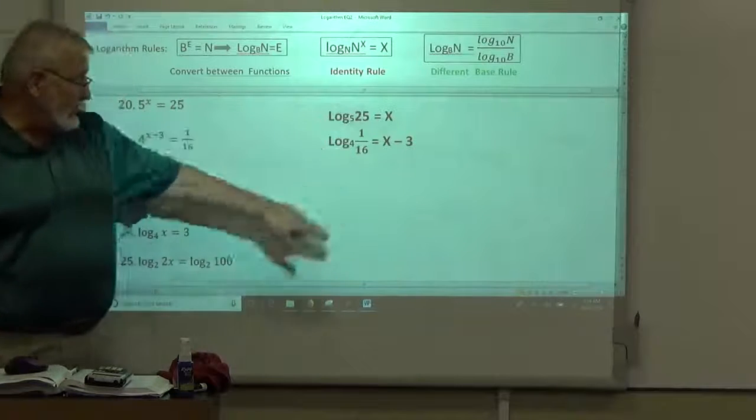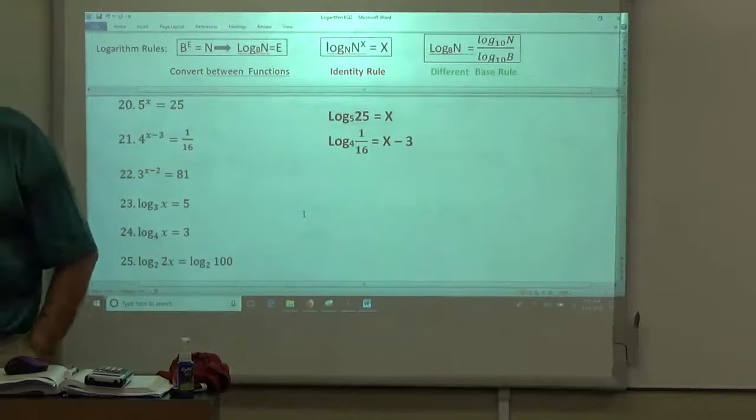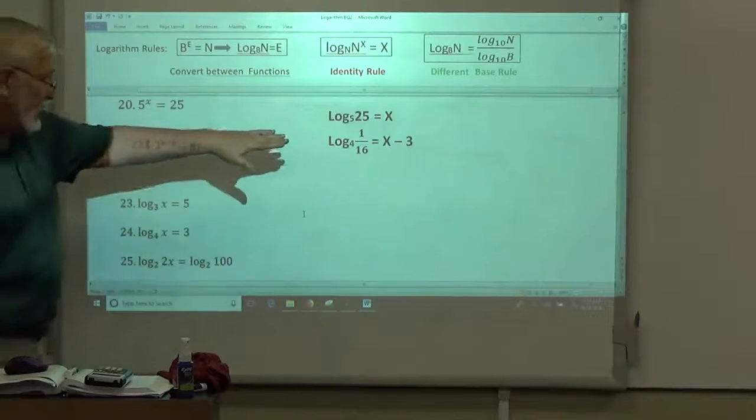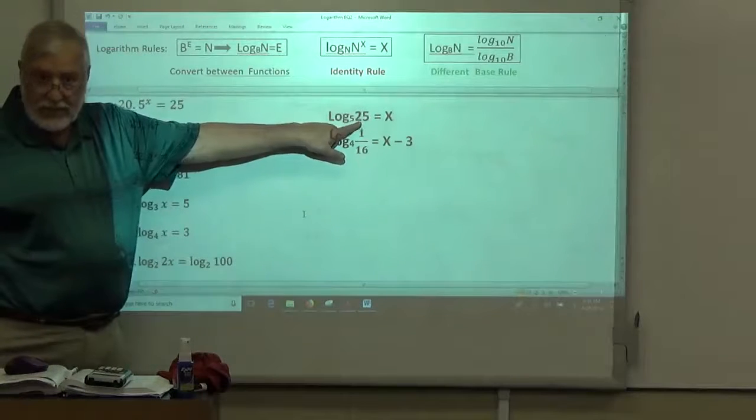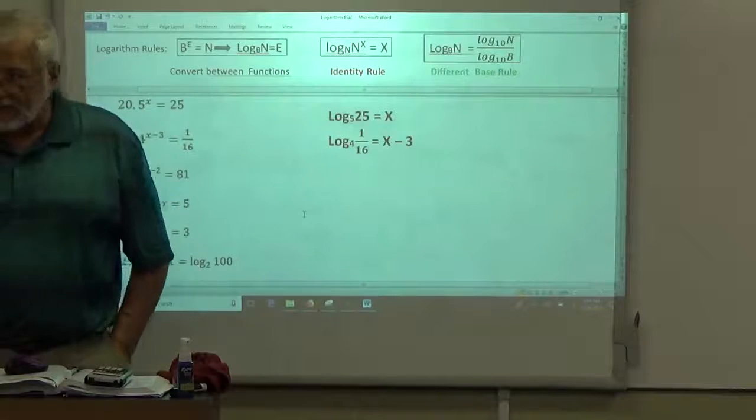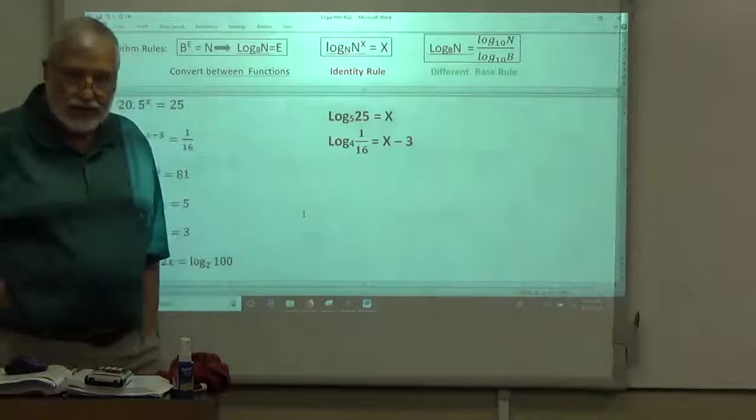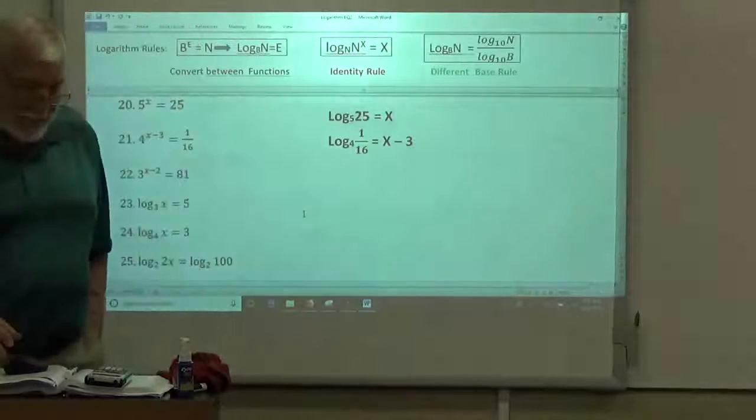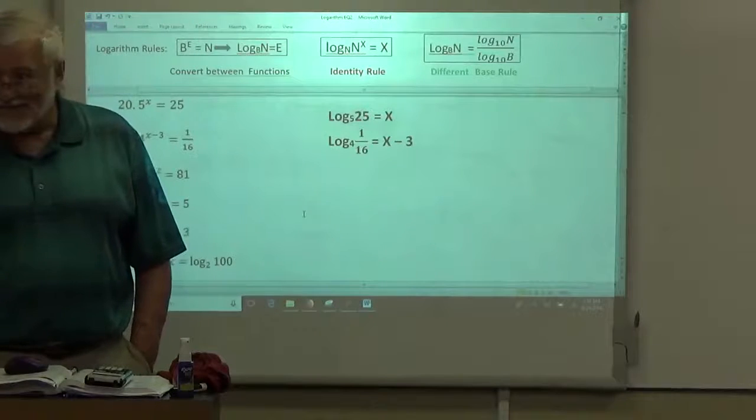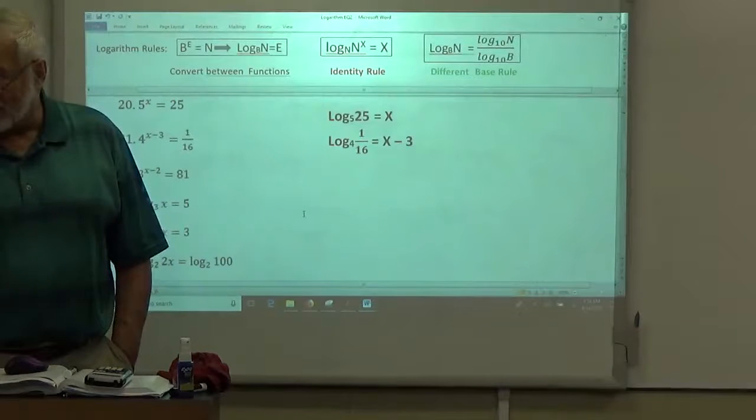Now, what happens when you do this? What do we do here? You take log 25 divided by log 5. All right, do it. Take log 25 divided by log 5. You're supposed to do it too. 2. All right, get 2.